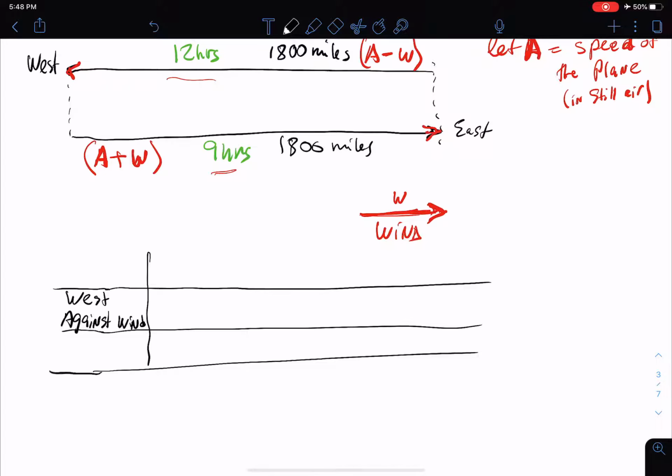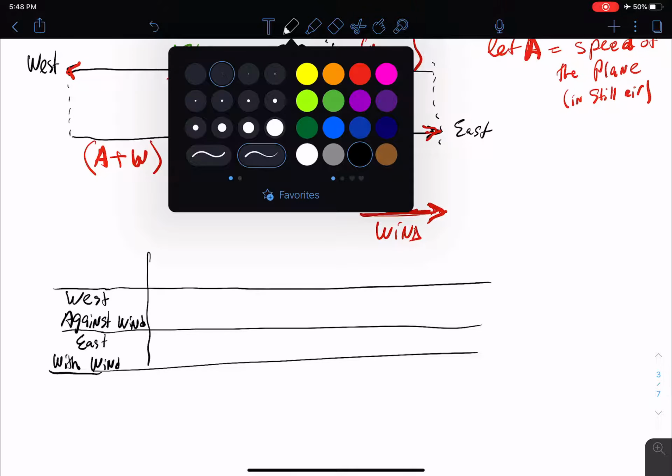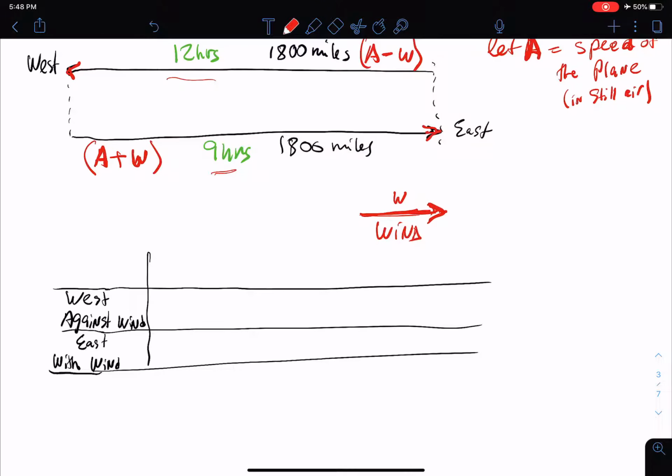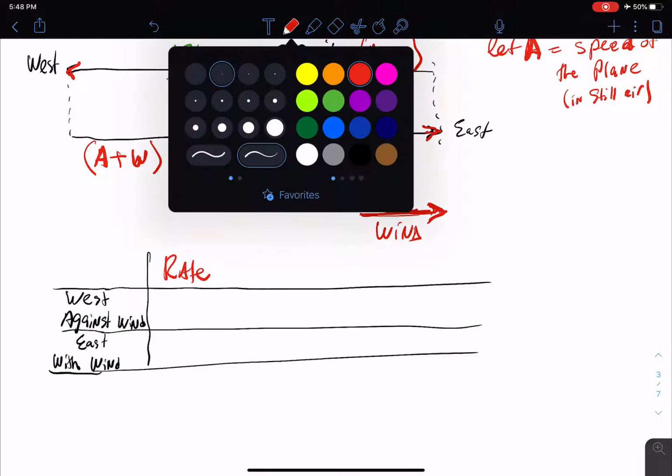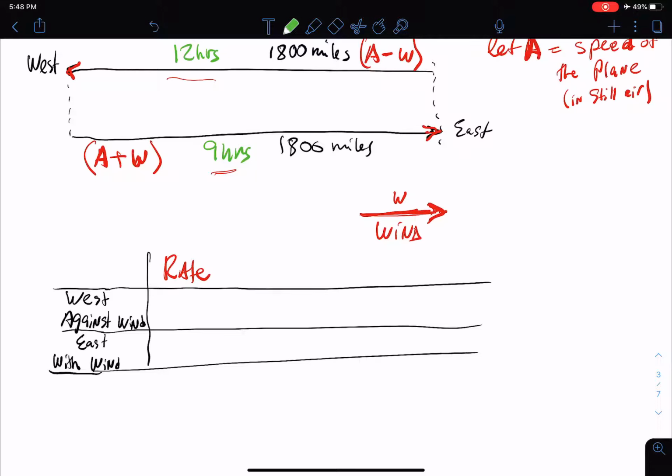And then when you're going eastbound, you're going with the wind. Okay, so now remember that all important formula, and I'm going to try to get my colors to match up. I used what? Red for rate, and I believe I used green for time. Okay, so rate times time equals what? Distance. This just helps to organize all the little pieces that are in this problem.